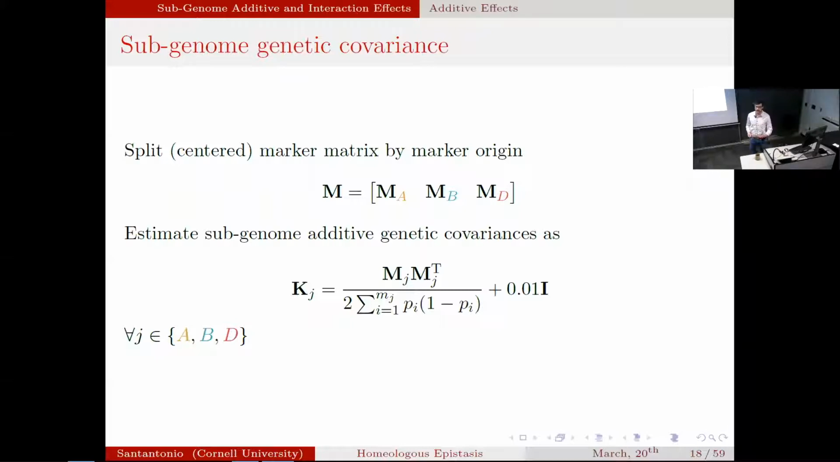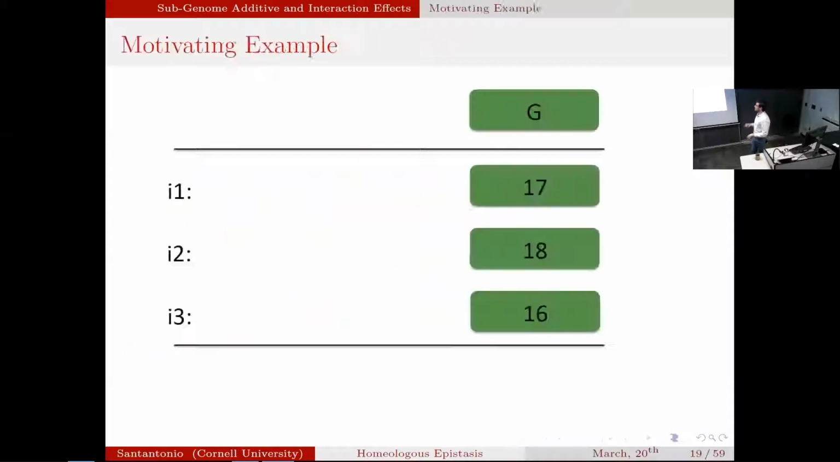This is very simple to do. We estimate the covariance between individuals using molecular markers, and so we can subset those markers based on their native genome. Then we can calculate the covariance between individuals based on each separate genome, for all 3. And here's a motivating example to think of why we might be interested in this.